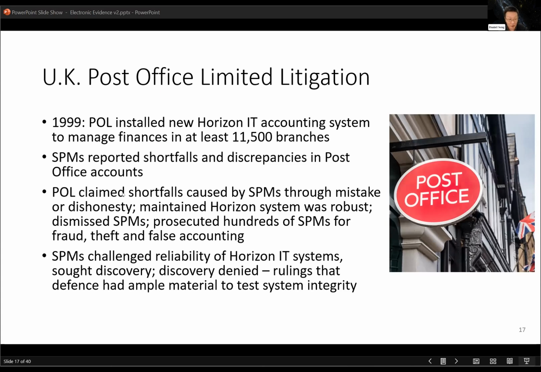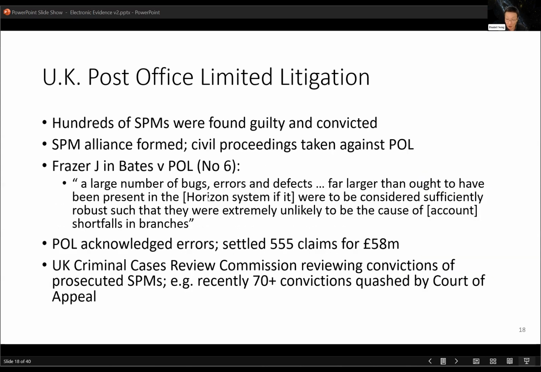that gave rise to this series of prosecutions, which turned out to be persecutions, because even the post office itself acknowledged that these errors were caused by errors in programming the system, leading to the shortfalls of the accounts that gave rise to the more than 500 thousands, as you heard from Stephen, prosecutions that took place, leading to, as you also heard from Stephen, the subsequent quashing of many hundreds of convictions by the Court of Appeal.